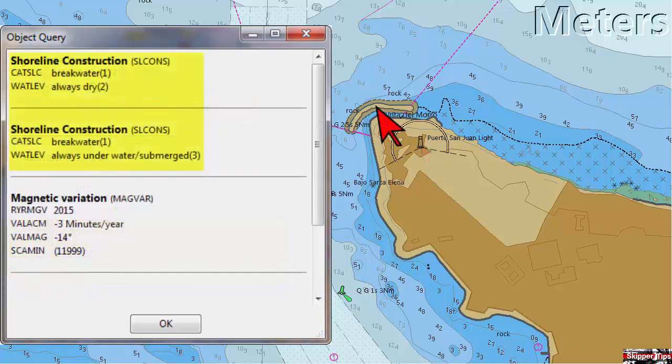Just to the north of the point, you can see a piece of land surrounded by both solid and dashed lines. That part surrounded by the solid line indicates a breakwater always dry. That part surrounded by dashed lines indicates the part of the breakwater that will always be underwater or submerged.